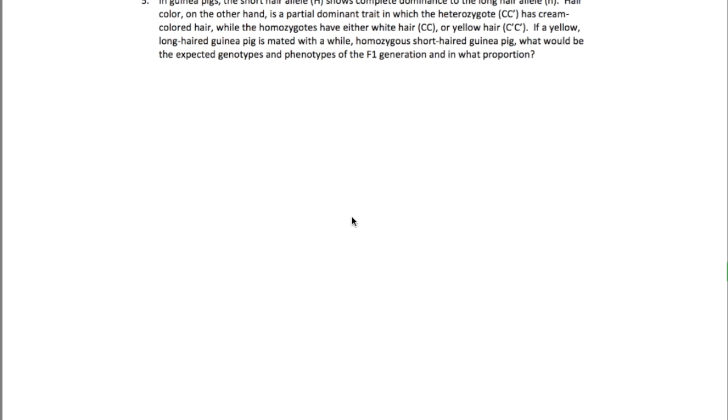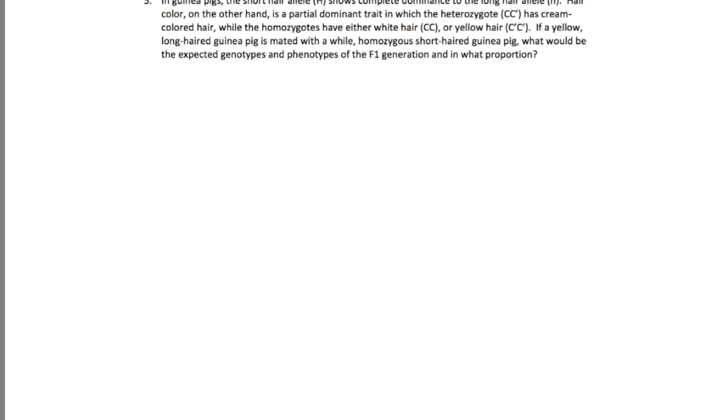So here's what I would do. When you start this problem out, go ahead and write down the different traits. For one, we're looking at 2 genes here, so we're eventually going to be doing a dihybrid cross, right? Also, we're dealing with something that has incomplete dominance, so your heterozygous individual is going to be cream versus being white or yellow. So that's another thing to consider.